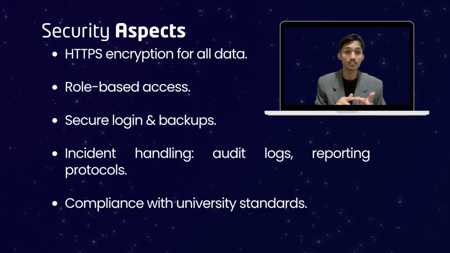Secondly, to maintain integrity, the system includes role-based access control, meaning users can only view or modify data relevant to their roles. For example, teachers can mark attendance but not alter administrative settings. Thirdly, to support availability, we conduct regular backups, allowing us to restore data in the event of system failure. We also carry out routine audits, log checks, and vulnerability assessments to proactively identify and address potential threats.